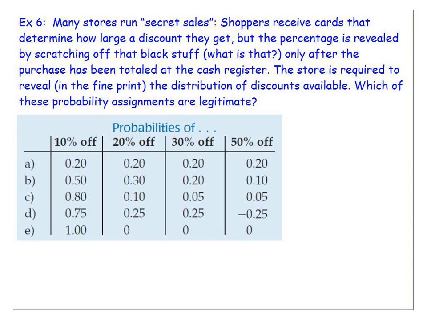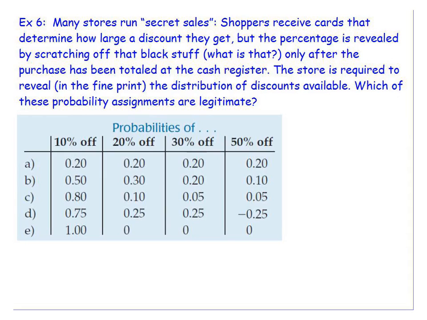Many stores run secret sales. Shoppers receive cards that determine how large a discount they get, but the percentage is revealed by scratching off that black stuff, whatever that is, only after the purchase has been totaled at the cash register. The store is required to reveal in the fine print the distribution of the discounts available. So there's 5 options listed below. Which of these probability assignments are legitimate?